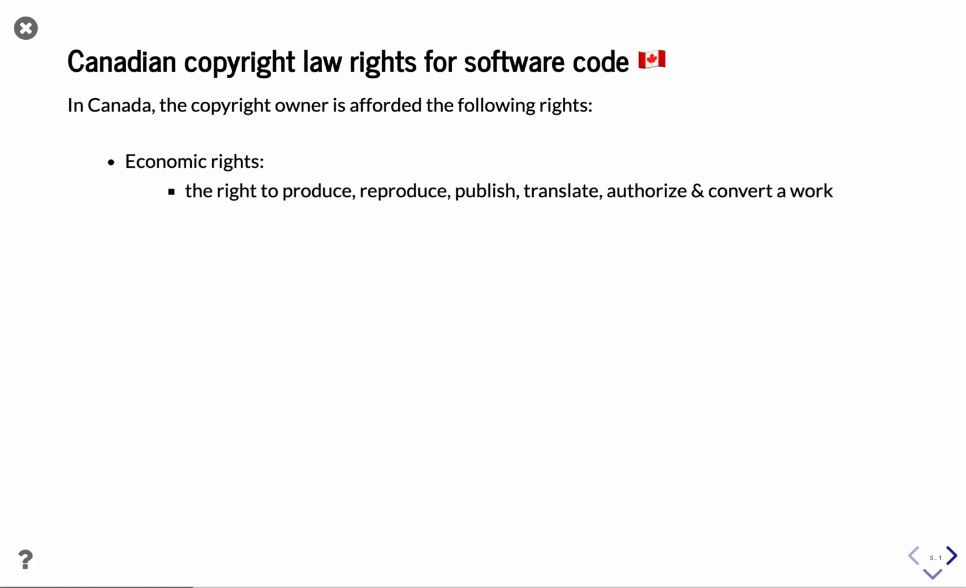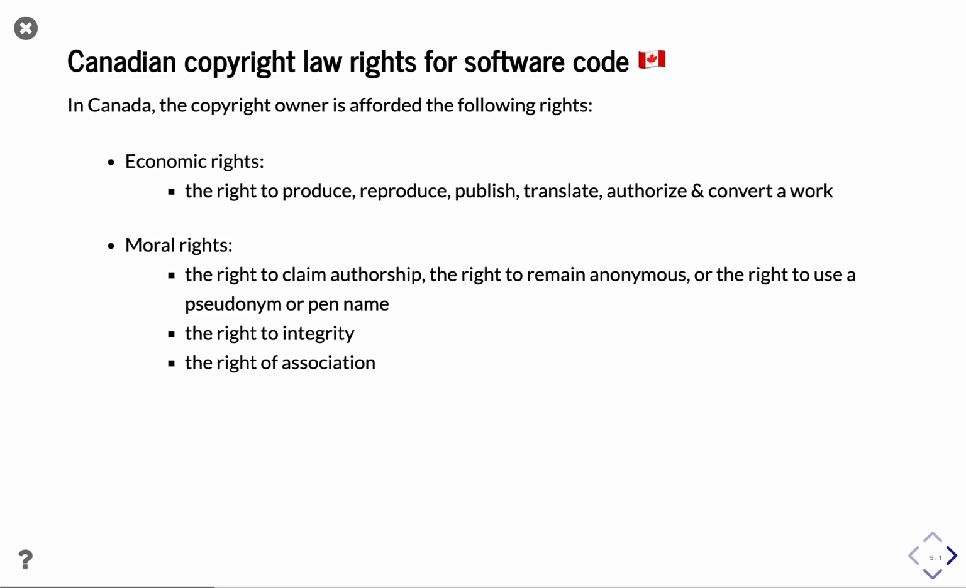Let's first talk about Canadian copyright laws for software code. So in Canada, software code is considered a piece of literary work and it falls under the copyright law. Under Canadian law, the copyright owner is afforded the following rights. So there are economic rights. With these rights, if you are the copyright owner, you have the right to produce the work, reproduce the software code, publish it, translate it, authorize it, and convert it.